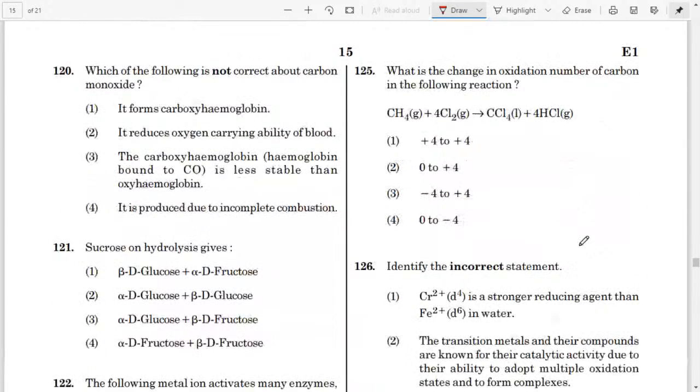Question number 120. Which of the following is not correct about carbon monoxide? The same question, carbon monoxide, it is repeated a second time. Carbon monoxide is a colorless and odorless gas. So let us see, they are asking which is not correct regarding carbon monoxide. Carboxyhemoglobin, that is hemoglobin bound to carbon monoxide, is less stable than oxyhemoglobin. It is not correct. So option number 3 is the correct option, students.